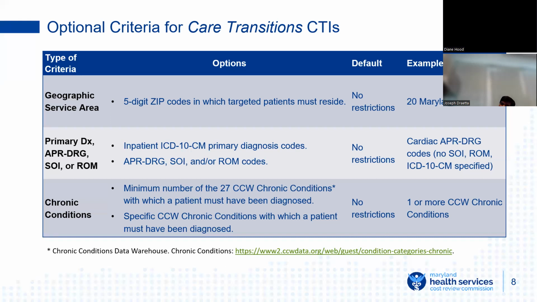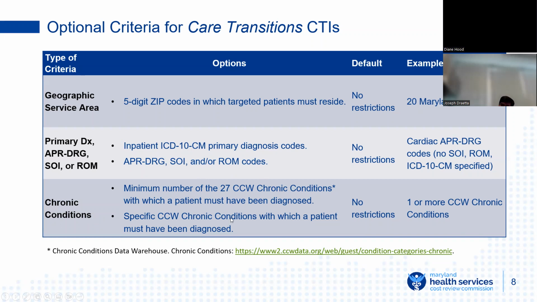There's also primary diagnosis or APR-DRG, and severity of illness and risk of mortality codes. When we refer to the primary diagnosis, we mean the principal diagnosis directly on the hospital discharge claim, which is an ICD-10 code. Most of you are probably familiar with the APR-DRG, the SOI, or the ROM codes that are also affiliated with inpatient claims.